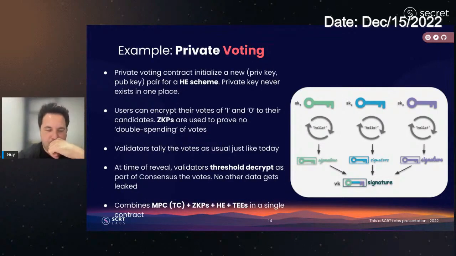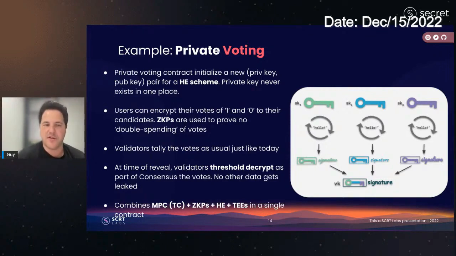Now, let me give you a concrete example, because this may not be very clear from the get-go, but let's take private voting. You can do private voting on Secret today, and we've done it. But if you want to hear about a hardened version that uses cryptography plus TEEs, then the way it's going to work is as follows. You're going to write a private voting contract, and it's going to look the same. If you've ever seen a secret contract, it's going to look very much the same.